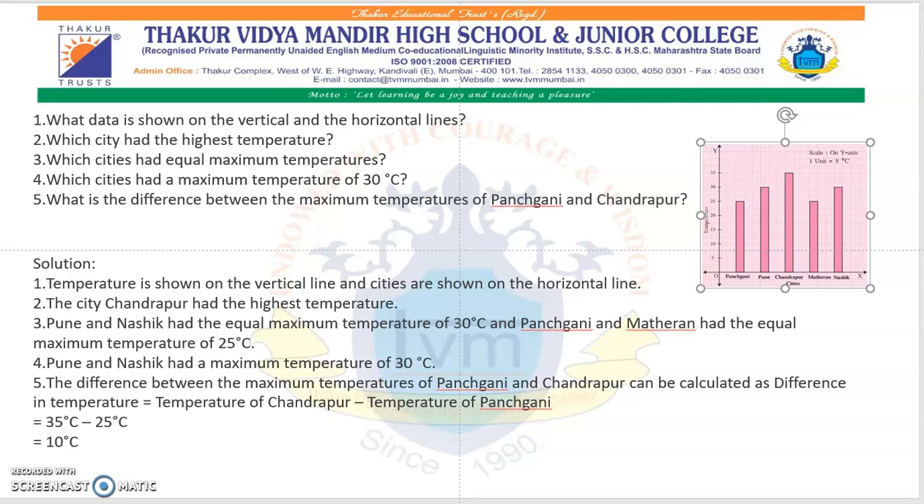Then, what is the difference between the maximum temperature of Panchgani and Chandrapur? By seeing the graph, the difference can be calculated as the temperature of Chandrapur minus the temperature of Panchgani: 35 degrees Celsius minus 25 degrees Celsius equals 10 degrees Celsius.